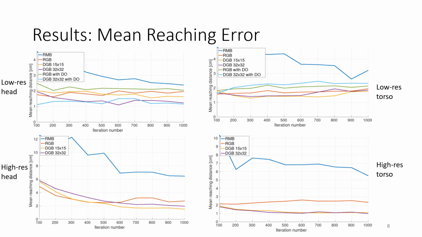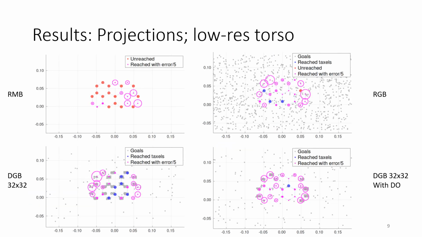are ignored. As the mean reaching error does not provide complete information about learning performance, we plotted the individual errors for each tested taxel on the observation space. They are enriched, reached with error, and perfectly reached taxels. These results are after 1000 iterations. The results are consistent over body parts and resolutions of the skin. RMB displayed very poor performances, with most taxels being enriched, while DGB had the best results.